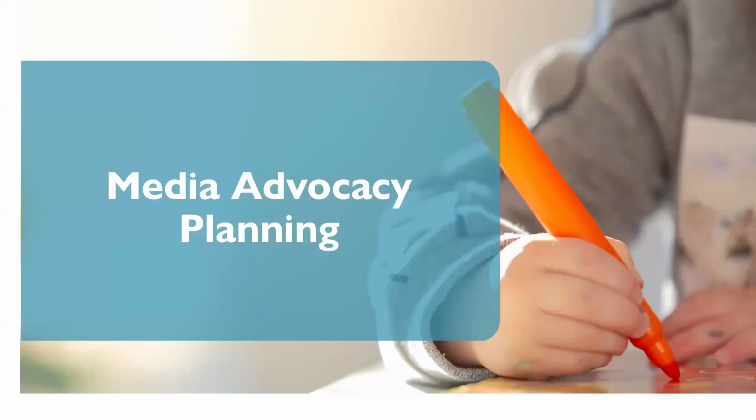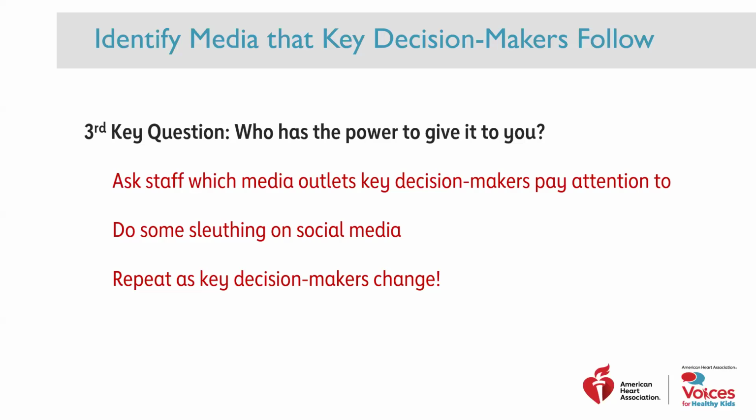So media advocacy planning. That third key question was, who has the power to give it to you? So we want to identify media that key decision makers are able to follow. You might ask staff which media outlets key decision makers pay attention to, and do some sleuthing on social media, and repeat as key decision makers start to change.